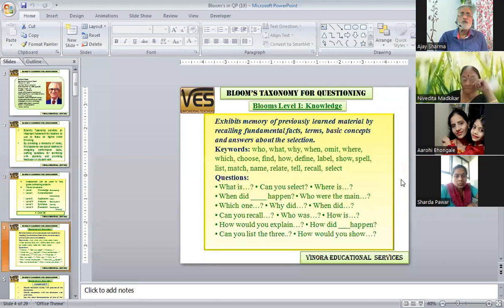Now we go for Bloom's level number 1. This exhibits the memory of previously learned material, recalling fundamental facts. The fact is, Sharda's name is a birth name, given by the parents. She was called by this name. That is why it is a fundamental fact.